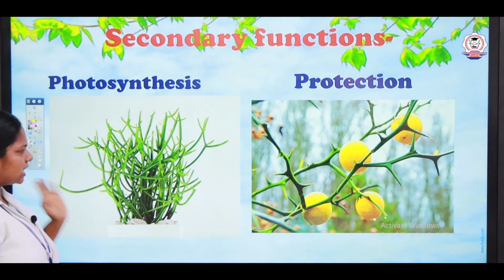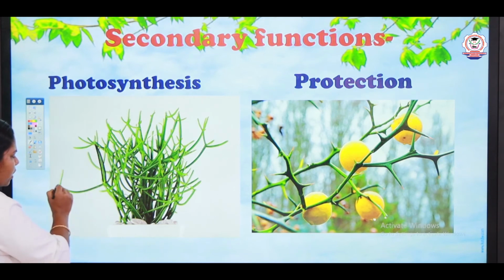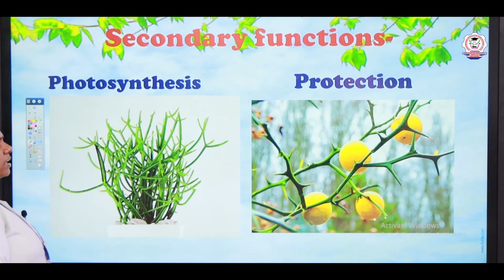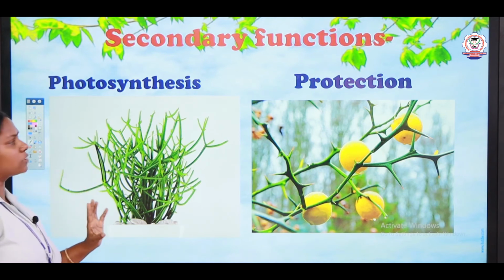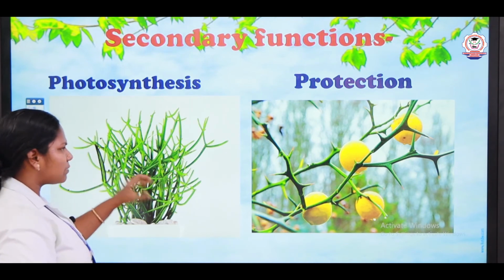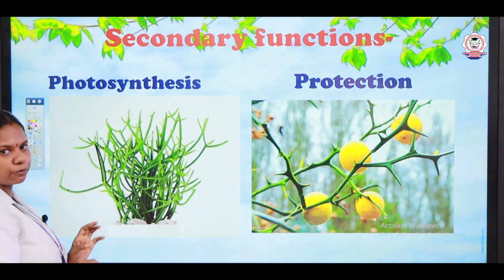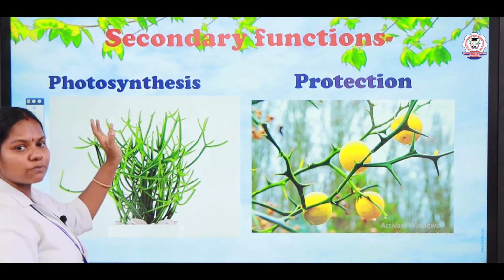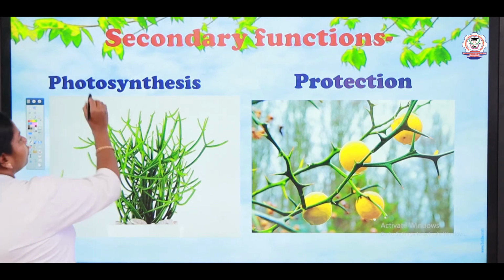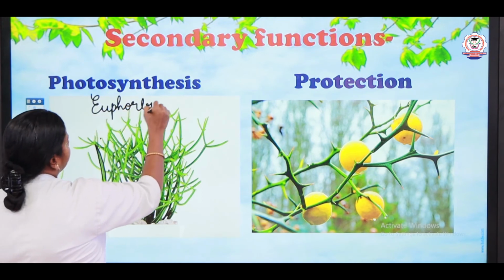You can see the stem, actually here this is the stem and leaves are reduced. Leaves are very minutely reduced, and such stems are responsible for photosynthesis. Here the leaves are absent or very few in number, and only the stem is responsible for preparing the food. Such stem we call photosynthetic, and the example for photosynthetic stem is Euphorbia thyricale.